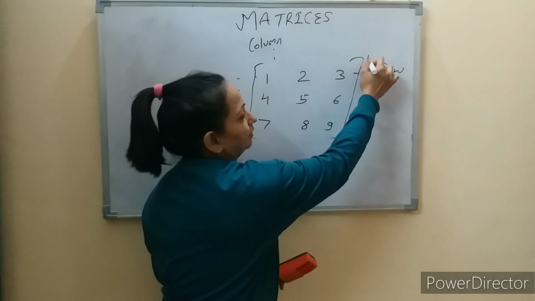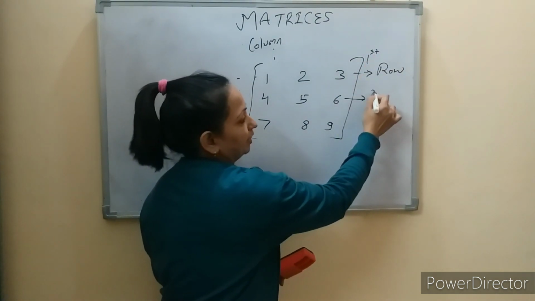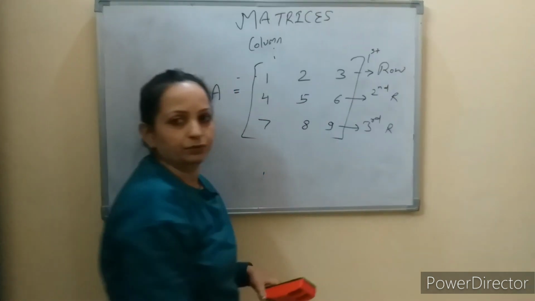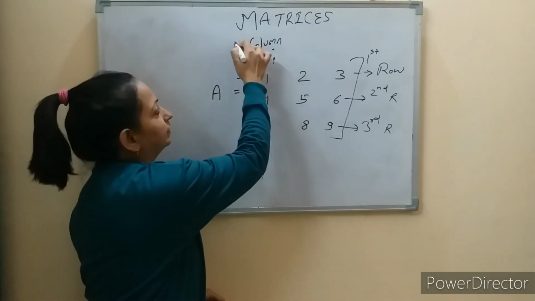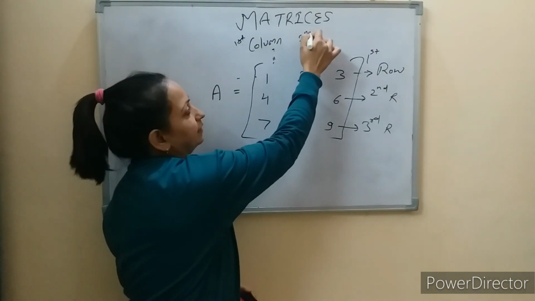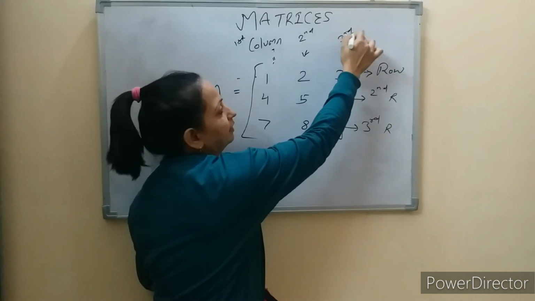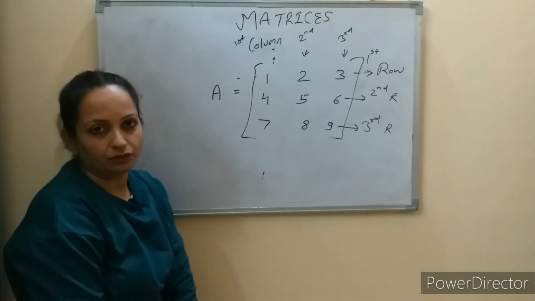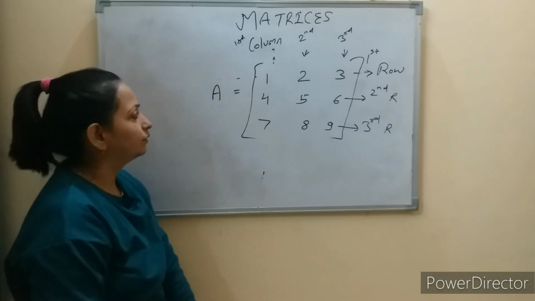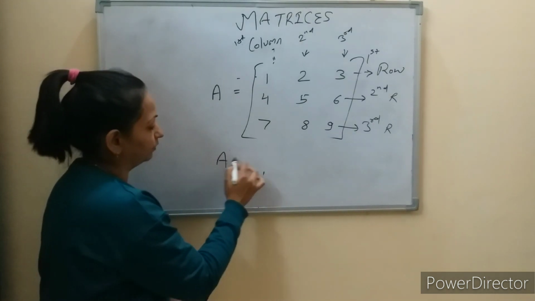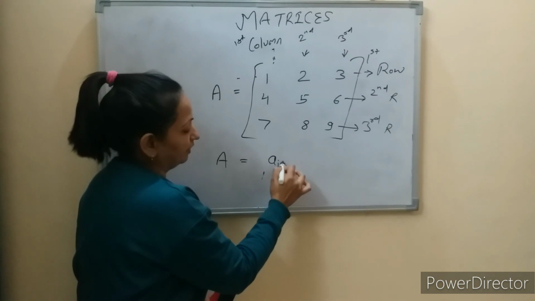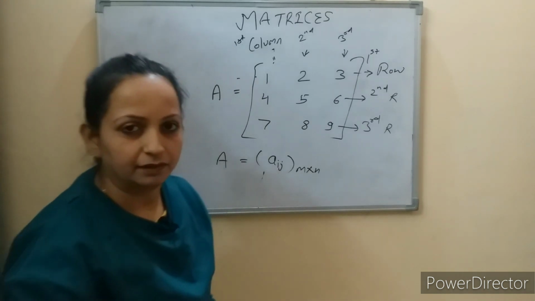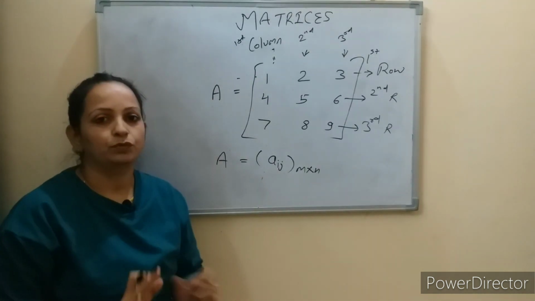So this will be my first row, this will be my second row, and this will be my third row. And same, this will be my first column, this will be my second column, and this will be my third column. So this is the arrangement of numbers, that we have 3 rows and 3 columns in this matrix. And how we can denote this matrix, if I write the denotation here, it will be like Aij M cross N. It's okay if you don't get it right now. I will clear all the variables one by one.